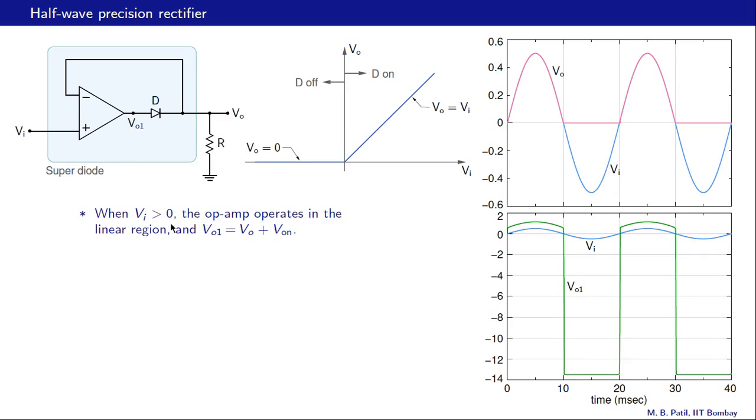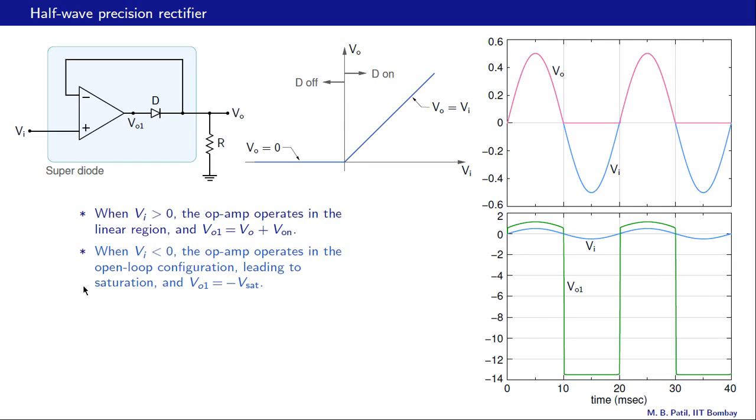Now when Vi is greater than 0, the op-amp operates in the linear region as we have seen before, and VO1 is VO plus VON. And when Vi is greater than 0, VO and Vi are the same, so therefore VO1 is equal to Vi plus VON, as we can see over here. When Vi is negative, the op-amp operates in the open loop configuration, and that leads to saturation, and VO1 becomes equal to minus Vsat. That is what we see over here.